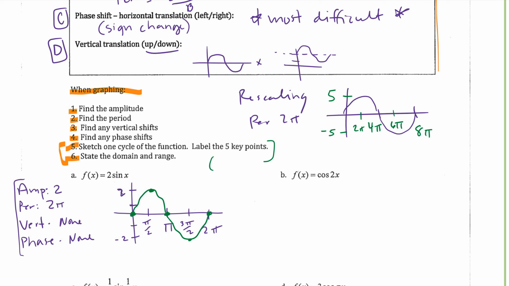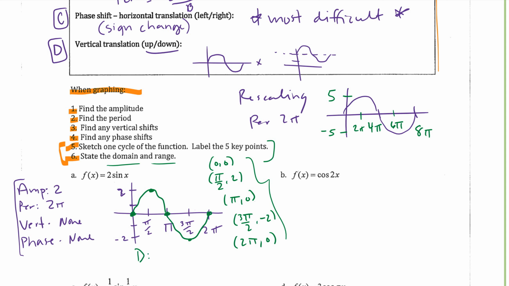So our key points would be 0, 0; pi halves, 2; pi, 0; 3 pi over 2, -2; and then 2 pi, 0. You do not have to do that for every problem. That's just to help understand what's happening. And then the domain and range. The domain for all of these is infinite, so we don't need to keep writing that down. And the range is kind of the same concept as the amplitude, though that does change with a vertical shift. So we will write the range down for this one, but our range goes from bracket -2 to 2.